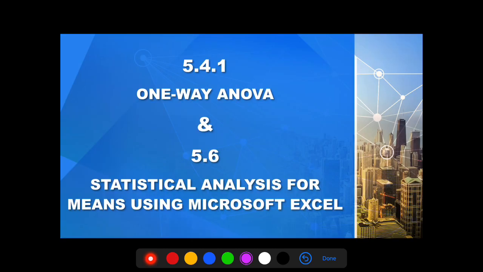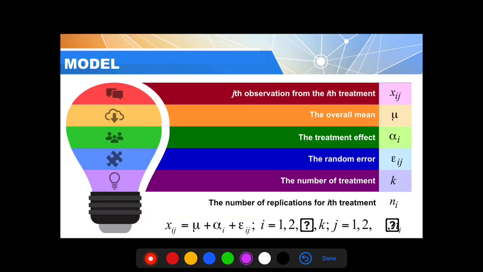Okay, look at one by one. 5.4.1, one-way ANOVA. Okay, this is the model for one-way ANOVA. You will have it here, this is the model.